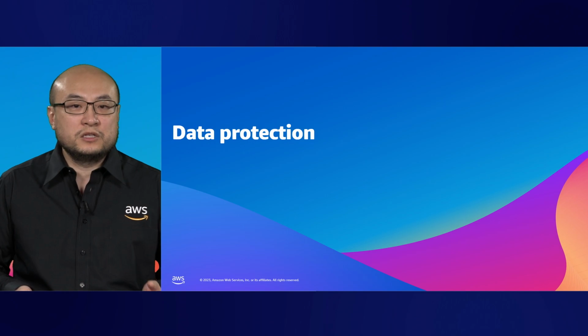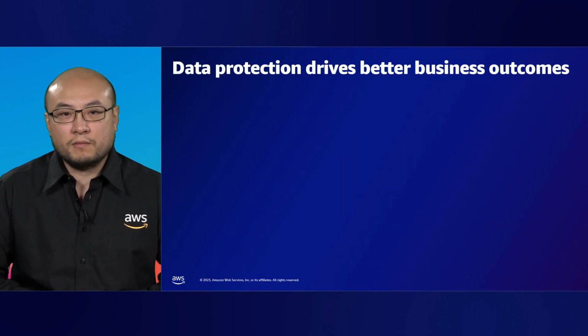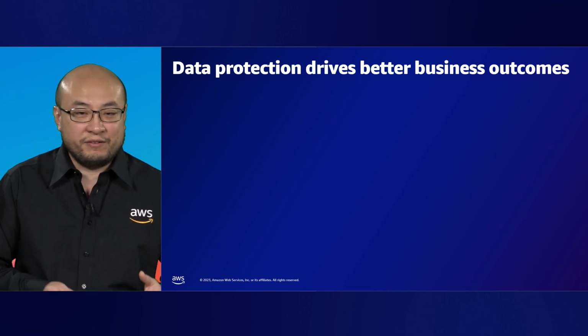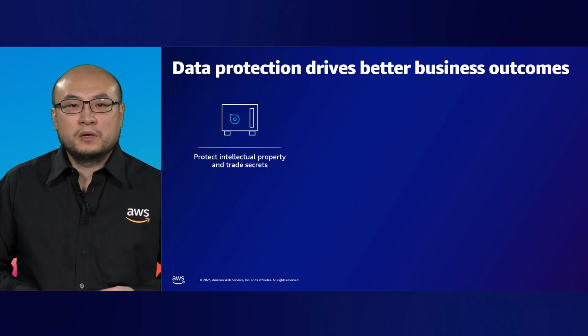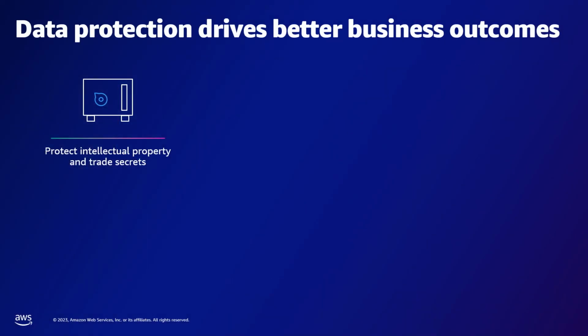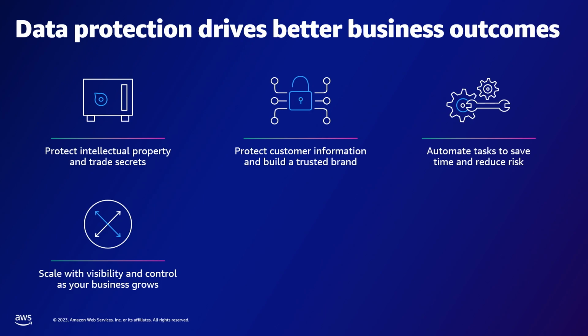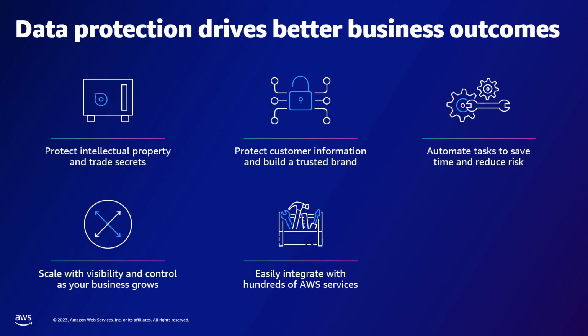How can AWS help in terms of data protection? Customers around the globe are using AWS data protection in diverse ways for outcomes such as protecting intellectual property and trade secrets, protecting customer information, automating tasks, and assisting with scale as your business grows. It easily integrates with hundreds of AWS services whilst also inheriting global security and compliance controls. At AWS, we are a partner you can trust to deliver cloud-scale solutions.